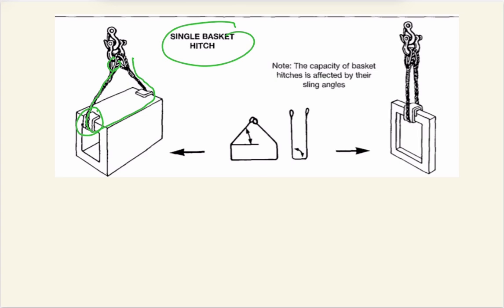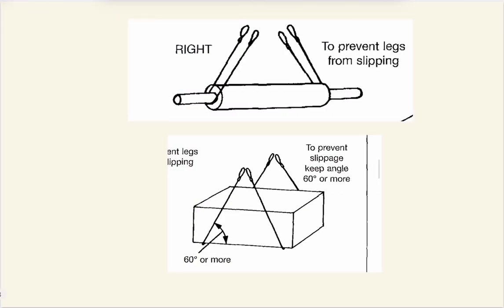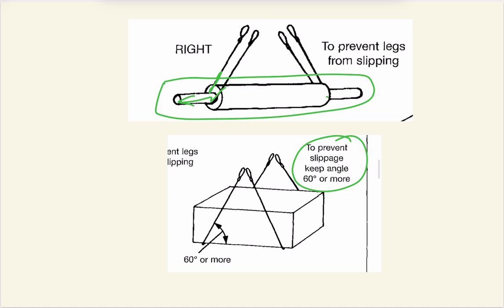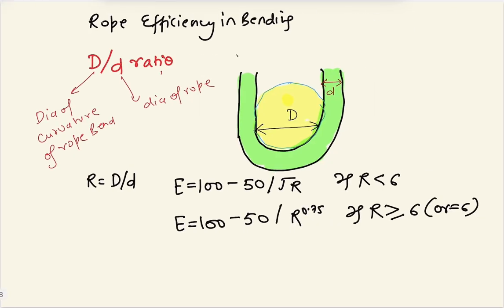The capacity of basket hitch is affected by the sling angle. Here the angle also plays a very important role. Suppose we have to lift some shaft, so we have to place the sling in such a manner that it will not come out. These slings will be held by friction only. So in order to prevent slippage, the sling should always be preferred to have an angle of 60 degree or more, not less than 60 degree. You have to always keep these angles of the sling 60 degree or more, not less than that.